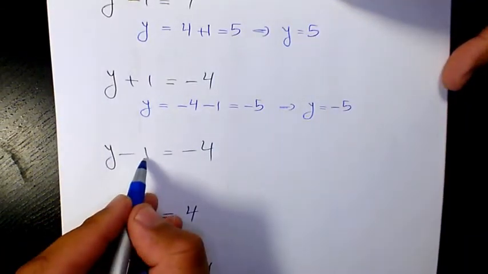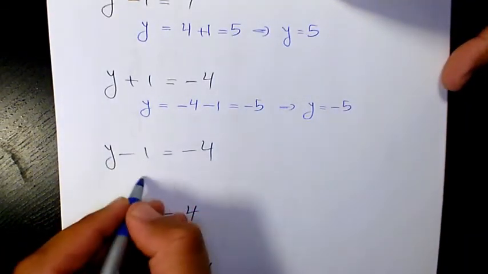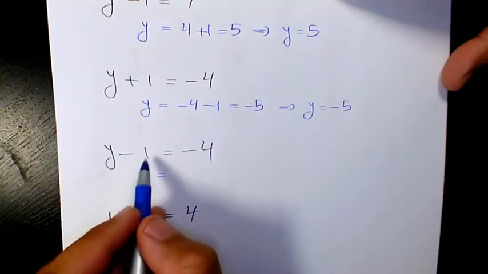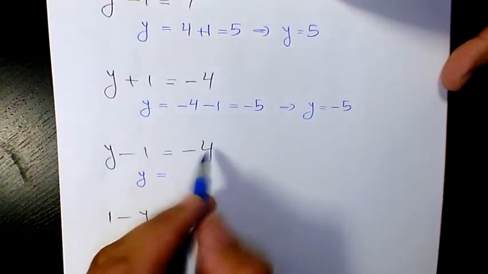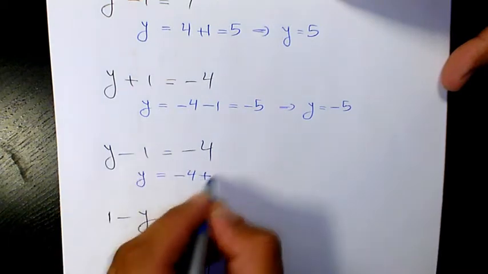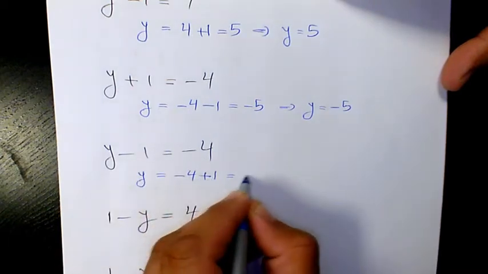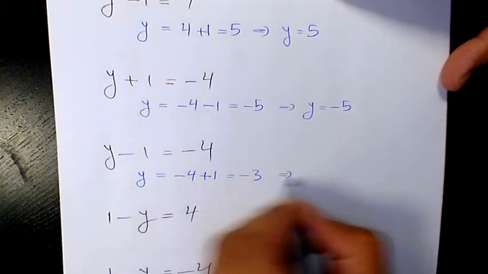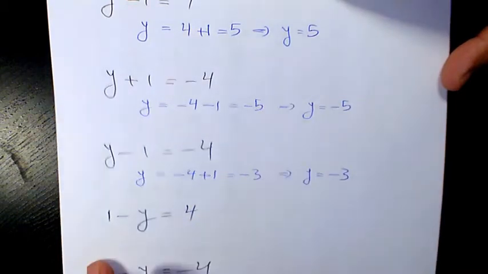y minus 1 equals negative 4. So we keep y on the left hand side and I move negative 1 to the right hand side of the equation. So negative 4 remains the same, but this one is going to be plus. Negative 4 and plus 1 is going to be negative 3. So y will be equal to negative 3.